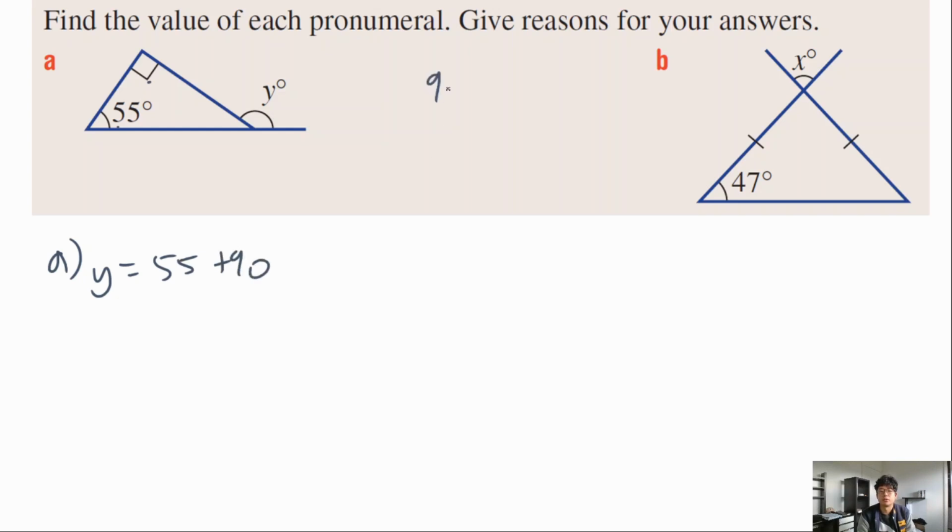Let's work that out. I'll just do it up here. 90 plus 55. 5 plus 0 is 5. 9 plus 5 is 14. So we have Y equals 145 degrees.